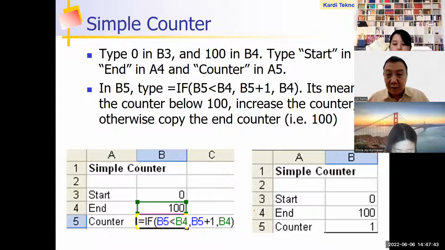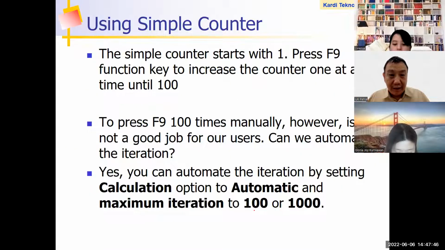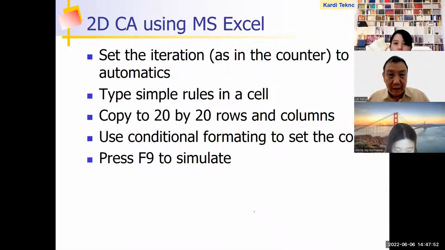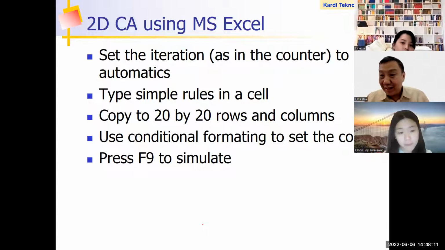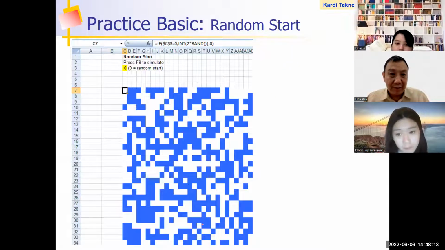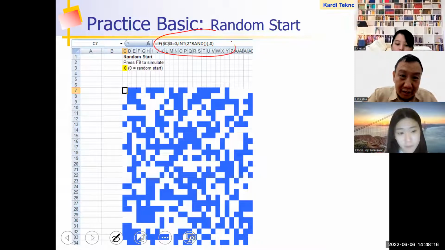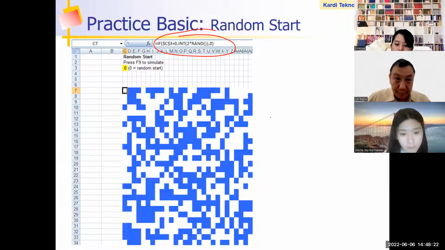Then we start to make a simple counter. Using that simple counter you can create a counter, and after that you can start to create the CA. To create the CA you just make, say, 20 by 20 rows and columns, and then you use conditional formatting, and of course you just press F9 to simulate. Okay, let's start with this simple one. The rule is here. Let's try that.